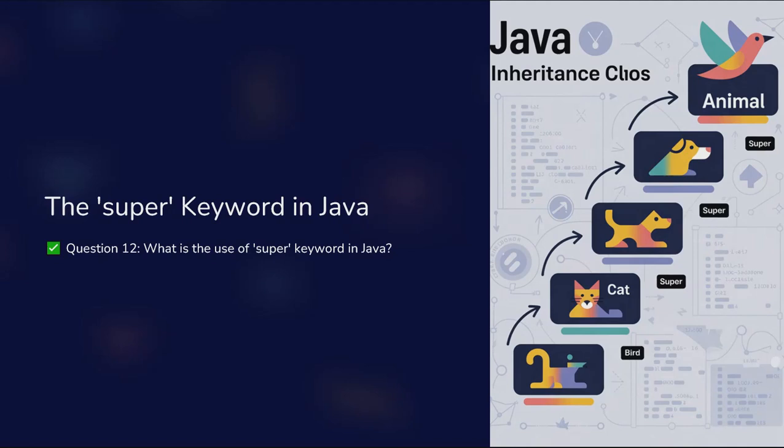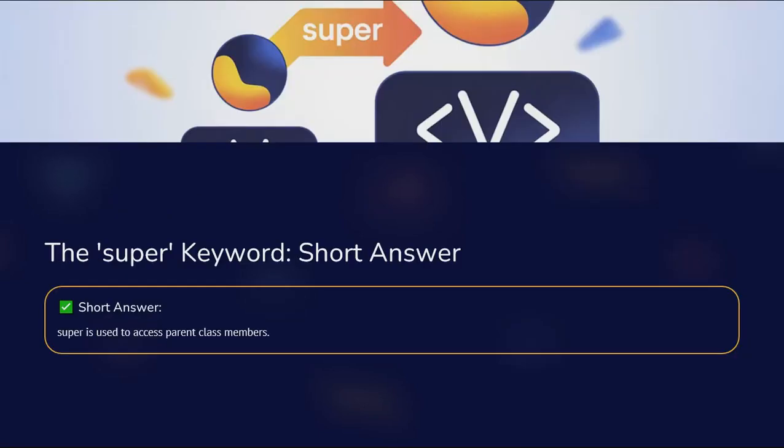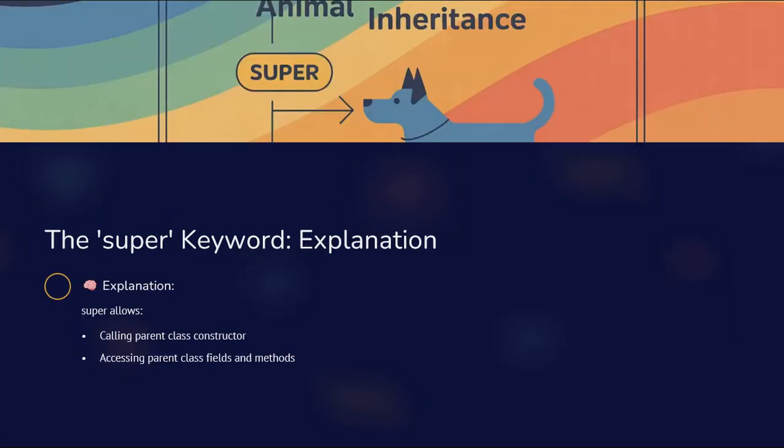Now the super question of Java is, what is the use of the super keyword in Java? One of the most important keywords in Java. So your short answer will be: super is used to access parent class members. The explanation would be, super allows calling the parent class constructor, accessing parent class fields and methods.